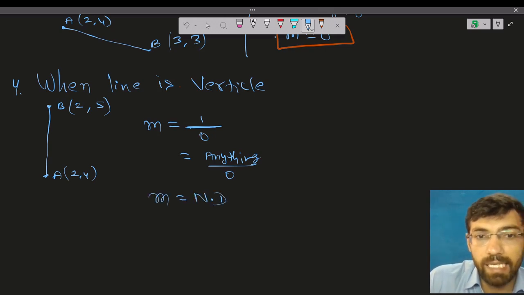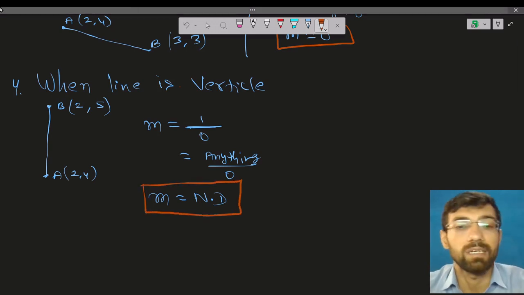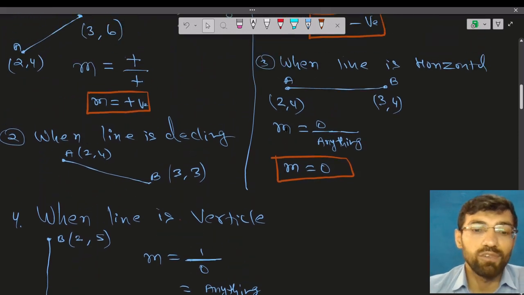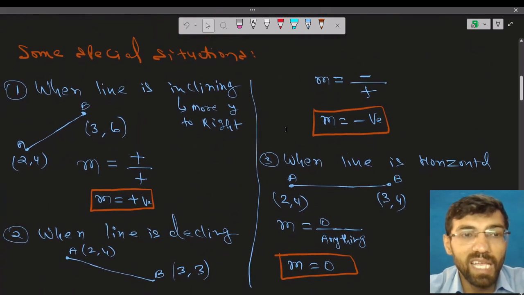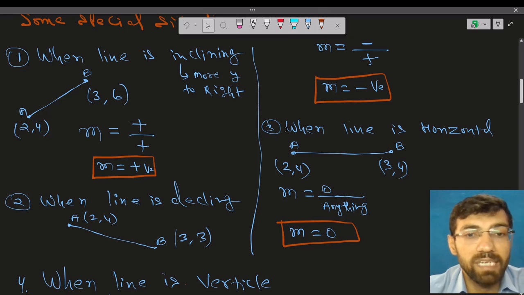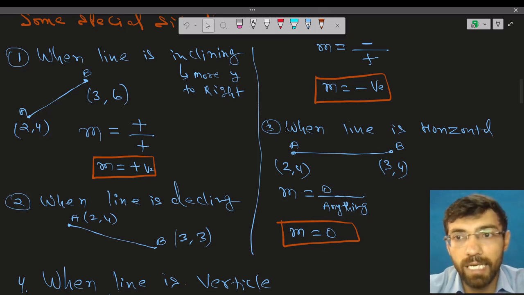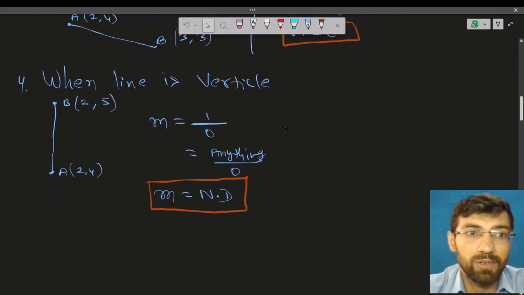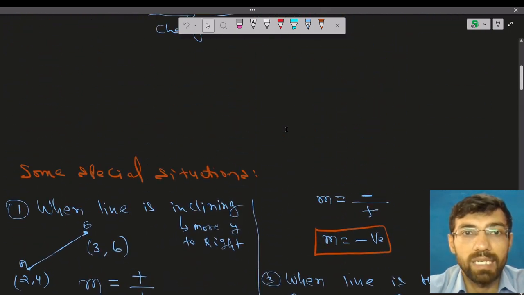And I am writing ND as a shortcut. ND means not defined. Gradient of a vertical line is not defined. We cannot define the gradient of a vertical line. So these were 4 special cases. An inclining line has a positive gradient. A declining line has a negative gradient. If your line is horizontal, the gradient will be 0. And if your line is vertical, the gradient will be not defined.